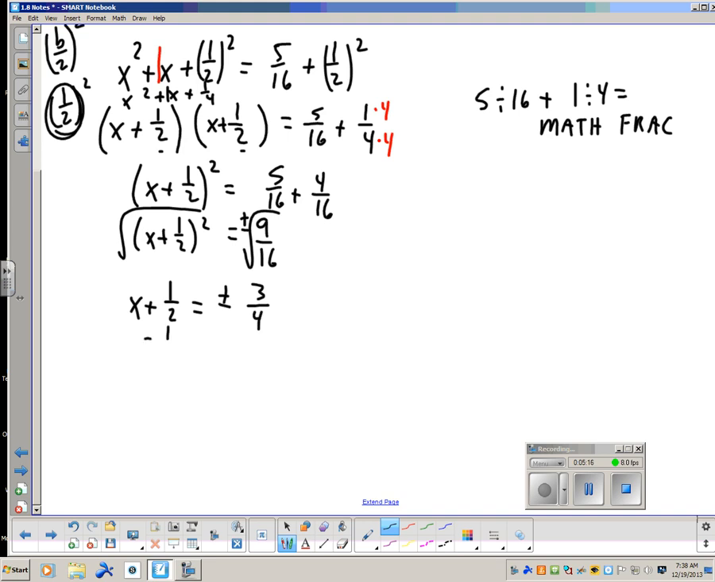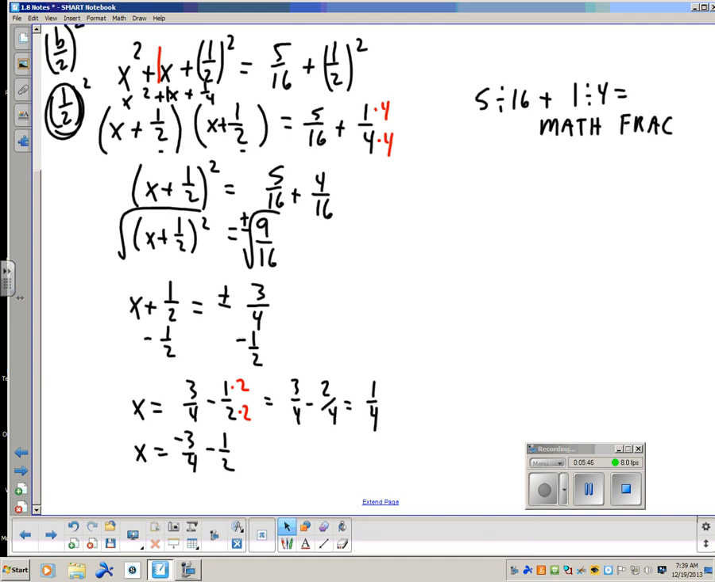So now I'm going to subtract 1/2 to get x all by itself, and I get x equals a positive 3/4 minus 1/2, and I get x equals a negative 3/4 minus 1/2. And again, to do this, you could get a common denominator, or you could use that math frac button again. Common denominator would be 4. So I really get 3/4 minus 2/4, which gives me 1/4.